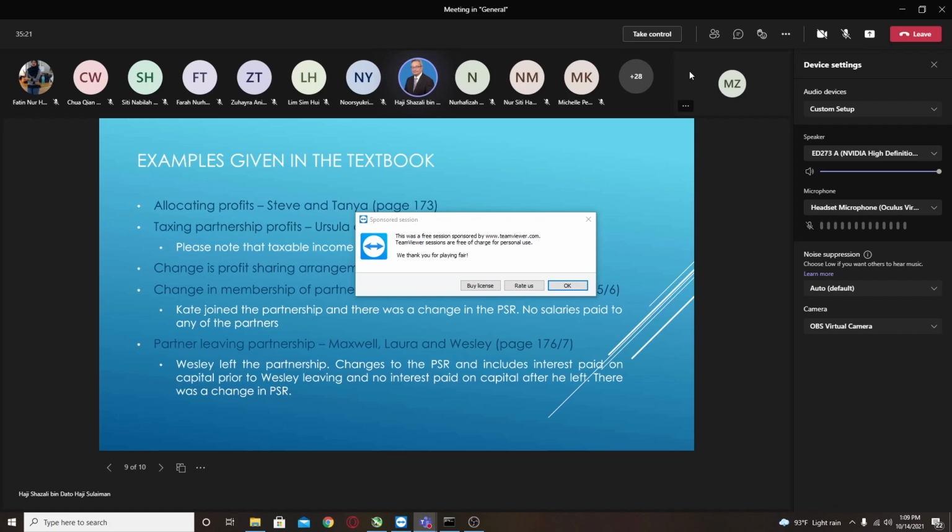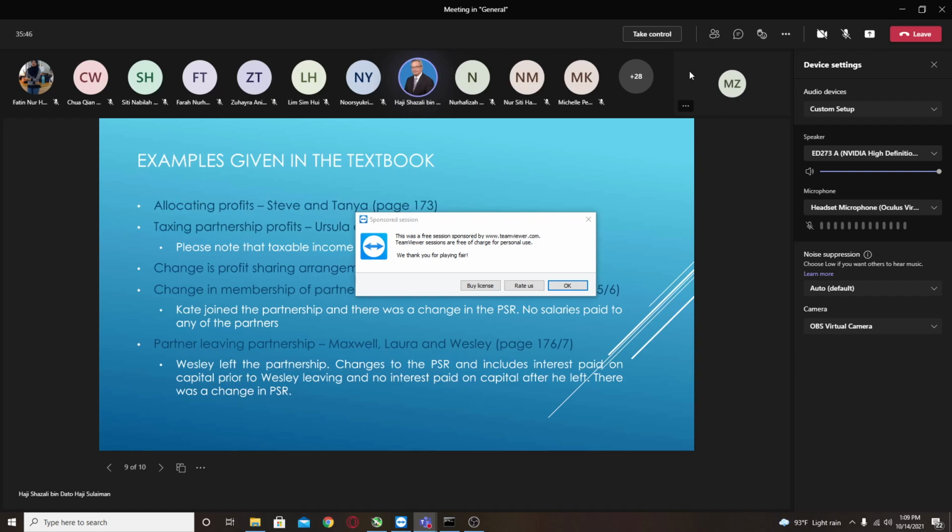And so in exams, you wouldn't get simple questions like the last two examples. It'll be a bit more technical, a bit more complicated, in the sense that you need to be very methodical in terms of when you do the split of profit if changes happen during the financial year. So let's look at this next example on page 175.